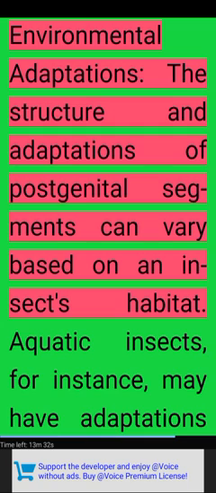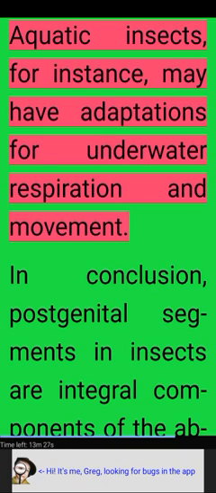Environmental adaptations. The structure and adaptations of postgenital segments can vary based on an insect's habitat. Aquatic insects, for instance, may have adaptations for underwater respiration and movement.